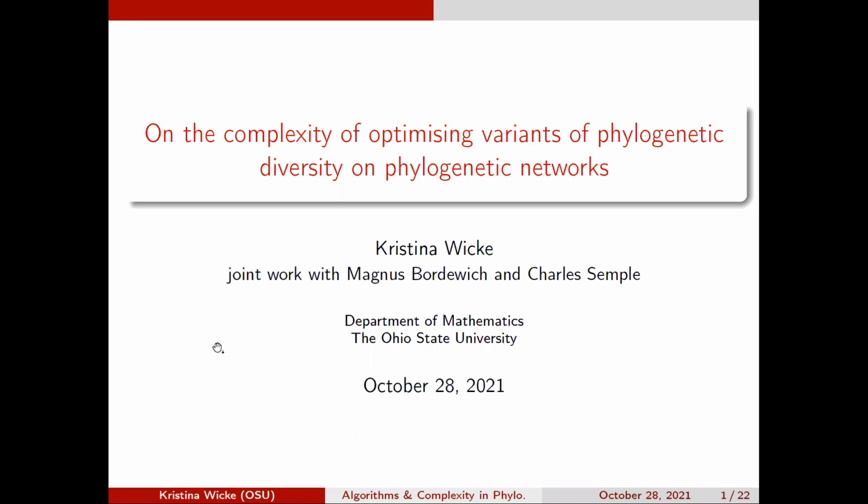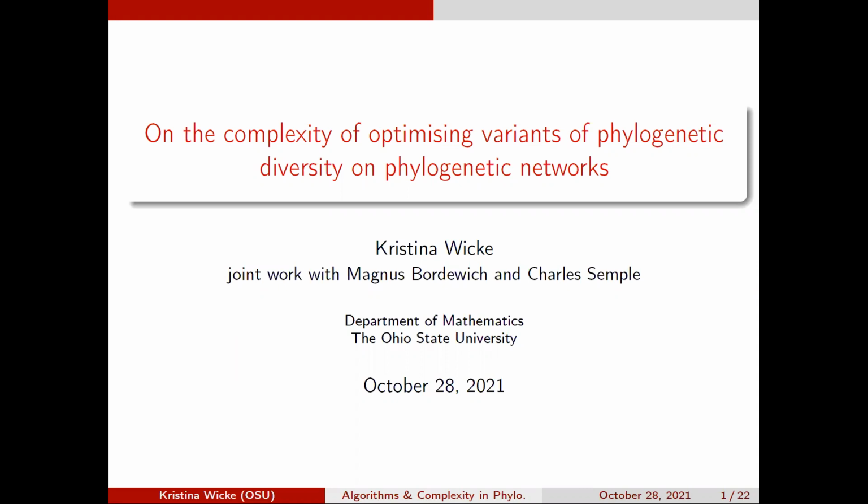All right. Okay, so I'm going to talk about variants of phylogenetic diversity on phylogenetic networks and how we can optimize them, or what's the computational complexity of optimizing them. And this is joint work with Magnus Bordovich and Charles Semple that we did earlier this year, all virtually, so our meeting on Zoom, because I got asked about that in a previous talk.